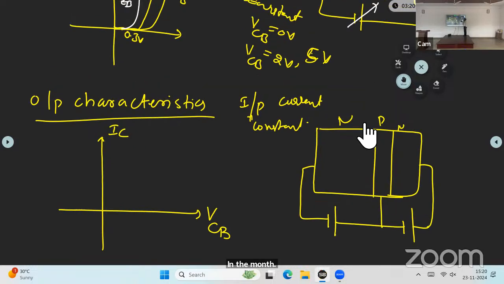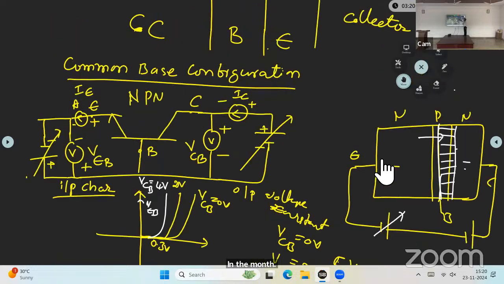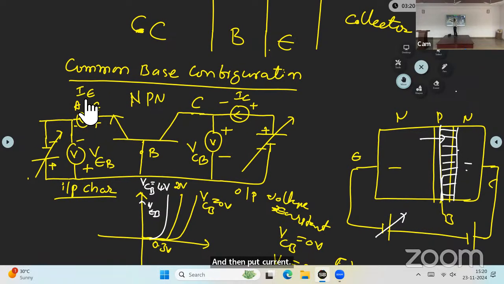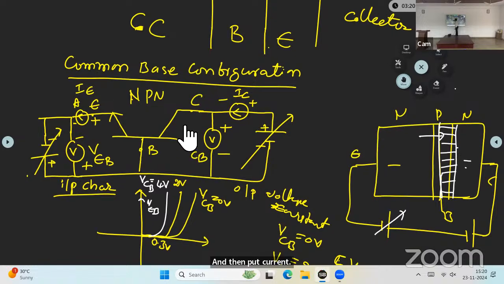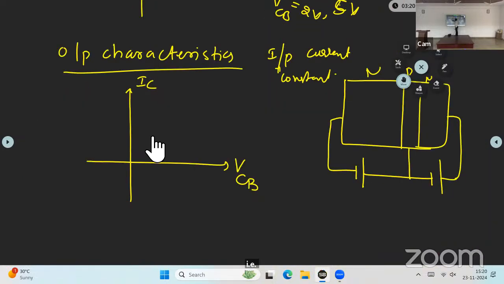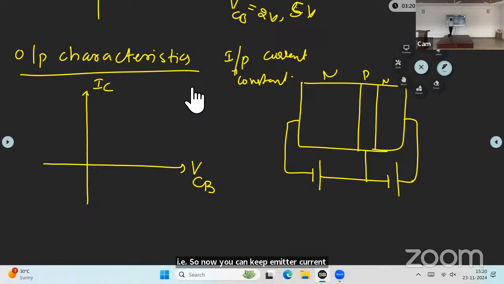What is the input current? Emitter current is the input current. So now you can keep the emitter current constant. The input current, that is the emitter current, you can keep constant.